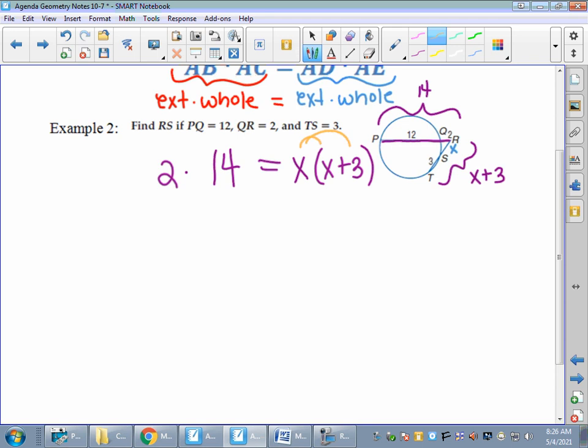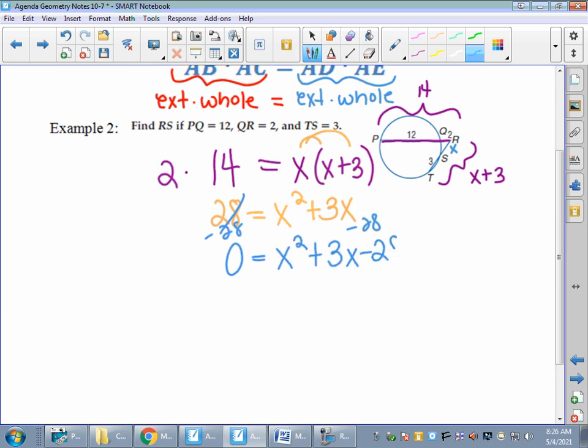So when I distribute on this side, I could do 28 equals x squared plus 3x. In order to solve this, I can't just square root because that 3x is throwing us for a little loop here. So I'm going to minus 28 from both sides. If it's equal to 0, you can factor, or you can do quadratic formula, whatever you prefer.